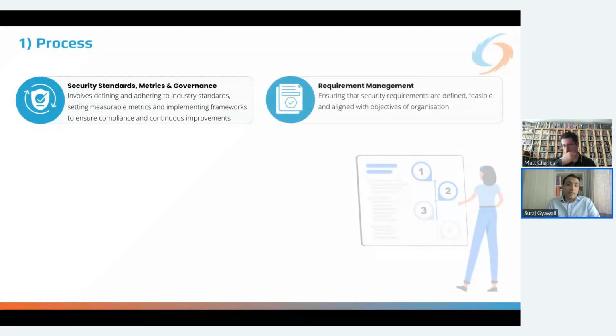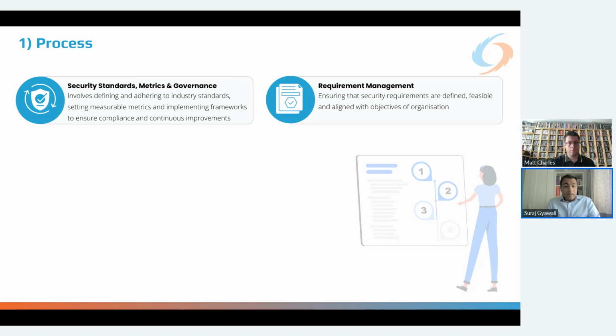Requirements management. In requirements management, security requirements are given careful attention to ensure they are clearly defined, feasible, and aligned with overall security objectives of an organization. This includes identifying and documenting security needs early in the development process and ensuring they are integrated into the project requirements. Lots of tools can be leveraged as well. I've extensively used Jira and Jira Align in the past in order to do requirements management. It's a quite helpful tool.